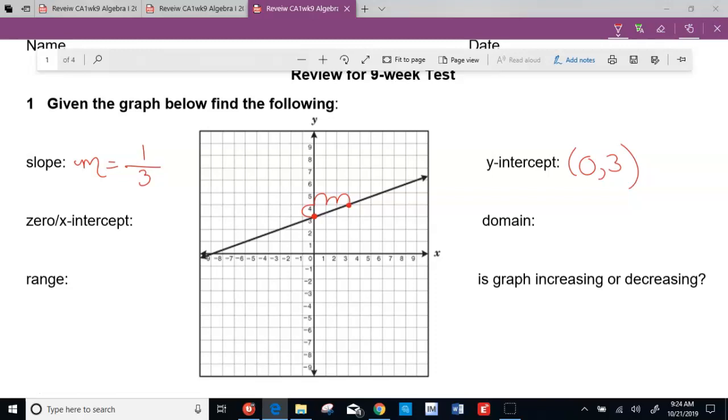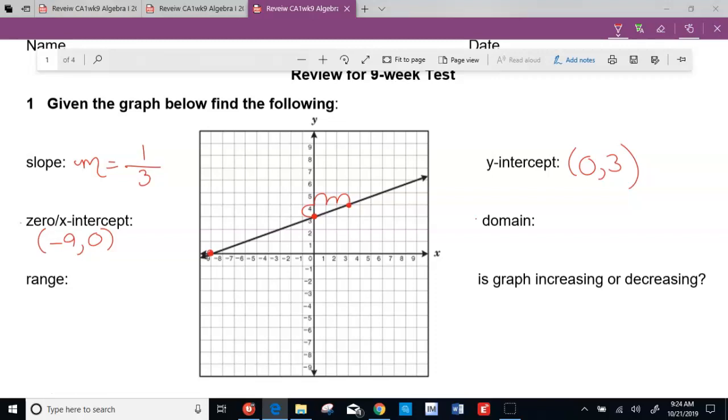Next, I'm asked to find my zero, or my x-intercept, right here. If I follow the graph until it hits the x-axis, it hits the x-axis right here at (-9, 0). So there's my x-intercept.